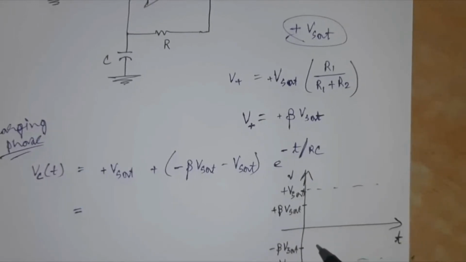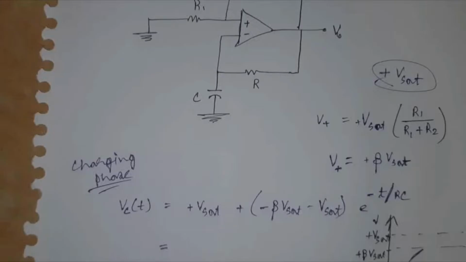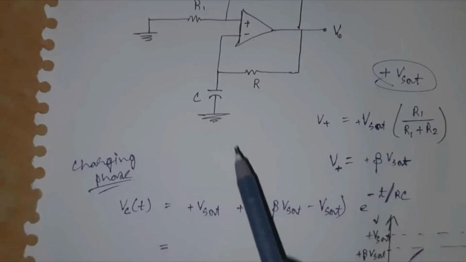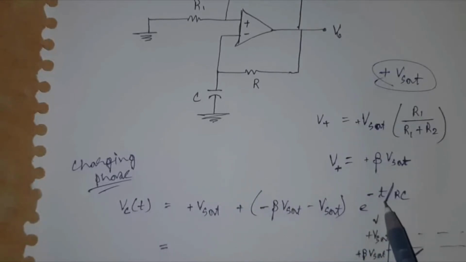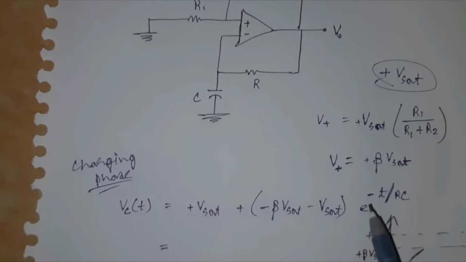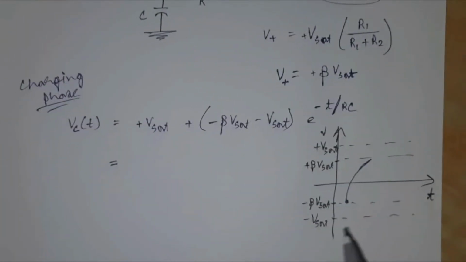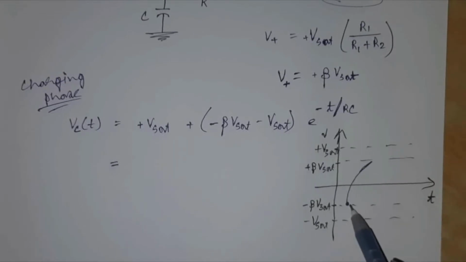So first our capacitor is charging. Initially it is starting from somewhere here. Now where does this charging of this capacitor begin? For that we have to put t is equal to 0, and t equal to 0 makes this value 1, and then this V sat cancels out with this minus V sat, and we are left with minus beta V sat. So that's why I have made here minus beta V sat.